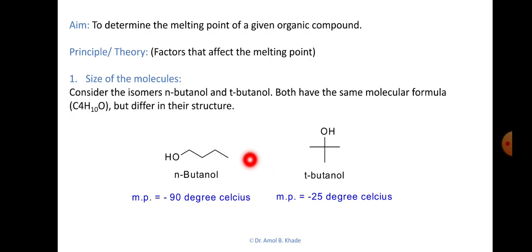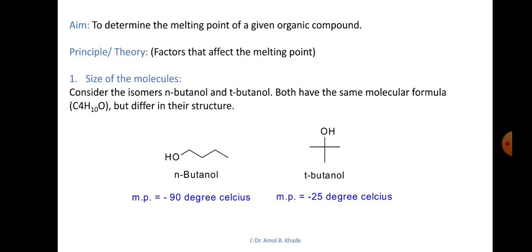I have shown here the structure of N-butanol and tertiary butanol, where the three methyl groups are attached here. Now you can see clearly there is a difference in the structural arrangement of these two compounds. If you carefully observe, these are isomers of each other, because if you calculate the molecular formula, it is C4H10O. So both have the same molecular formula, but they differ in their structural arrangement. Because of this, the size of the molecule changes, and the size of the molecule plays an important role in deciding the melting point. The N-butanol melting point is -90 degrees Celsius, whereas tertiary butanol has a melting point of 25 degrees Celsius. By mistake it is written minus, but it is 25 degrees Celsius.